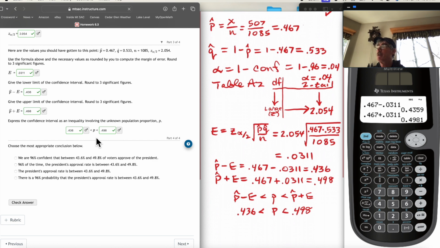Normally we like to think of probabilities for things that haven't happened. This already has happened, so it's either true or false. I'm not going to say it's 96% of the time that the presidential approval rate is between there. I'm not going to say his approval rate is between there because I don't know for sure. I'm not going to say it's a 96% probability. We just talk about how confident we are here. 96% confident. It's just a statement of how certain you are, not about whether it's a 96% chance.